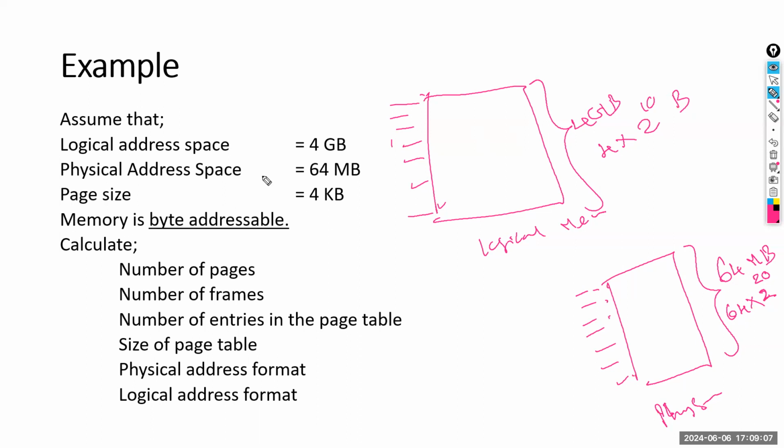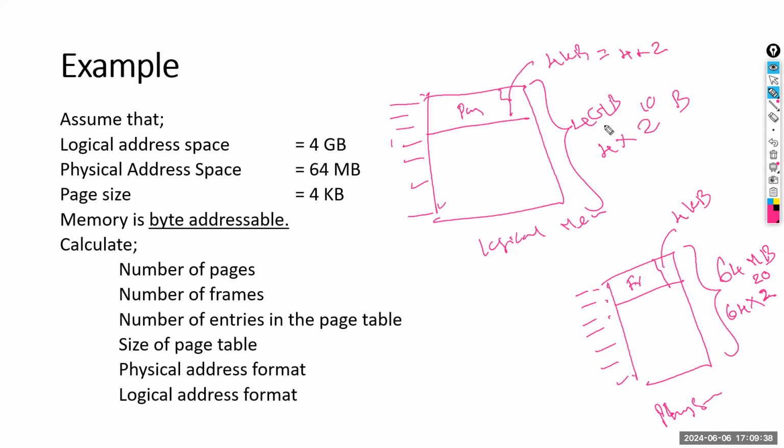Remember, page size is the same as frame size. Say, if this is my logical memory, we call it page. Physical memory, we call it frame. And page size and frame size is the same. And this is 4 kilobyte. And therefore, this is also 4 kilobyte. And 4 kilobyte means 4 into 2 to the power.